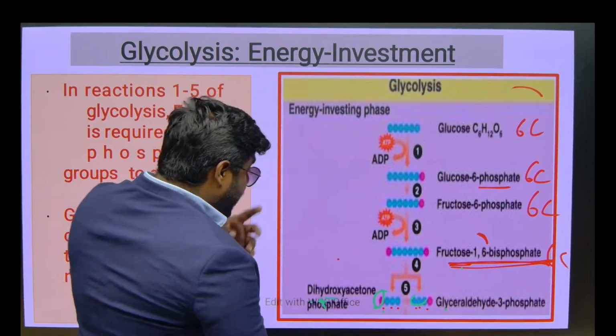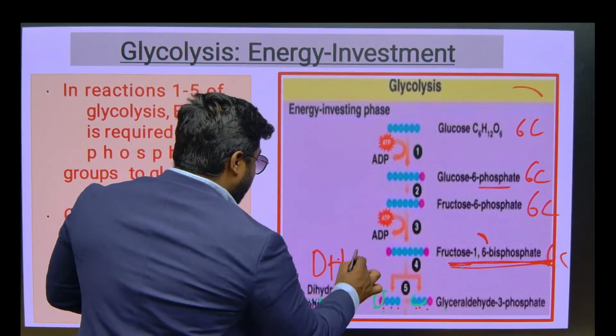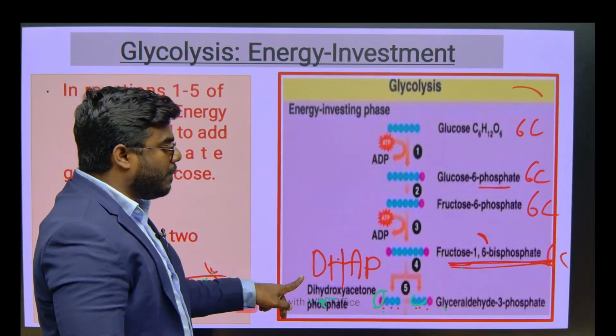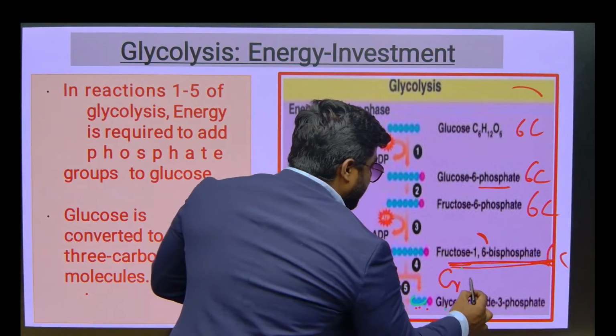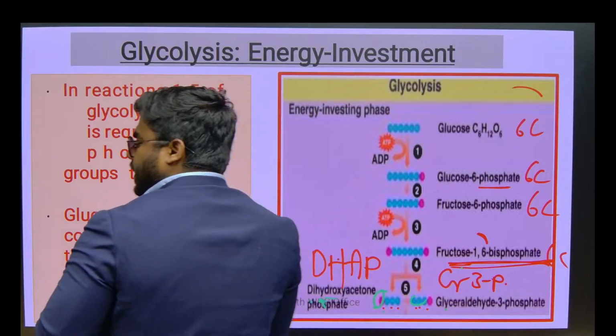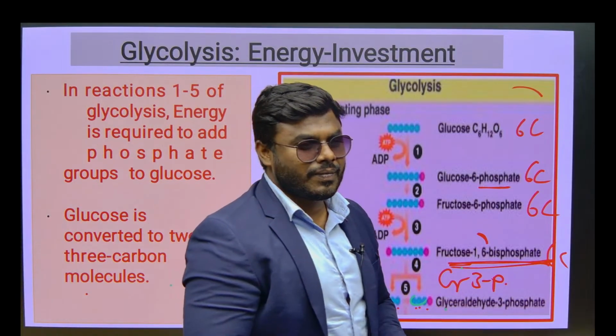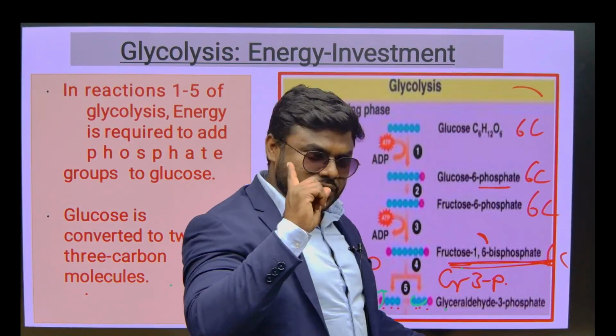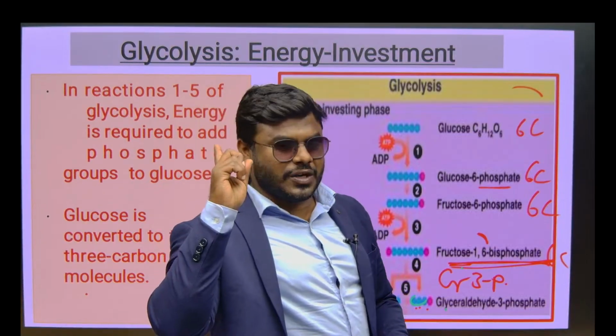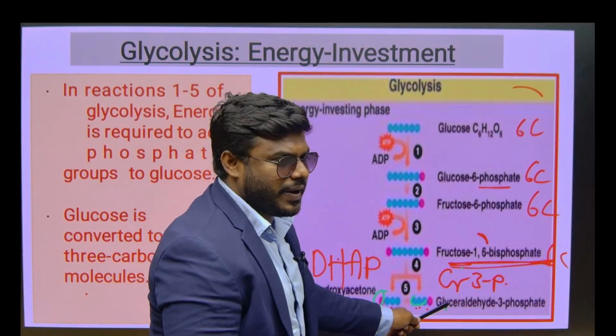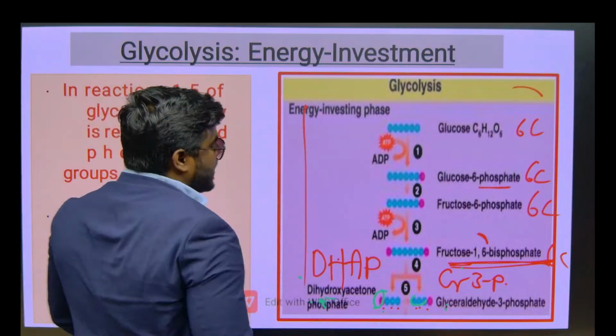Correct na? One is called DHAP, dihydroxyacetone phosphate. The next one is called G3P, glyceraldehyde 3-phosphate. Where do we read G3P? C3. Correct na? That is also 3 carbon, and it also contains a phosphate. Now till 5 steps are said to be what steps?